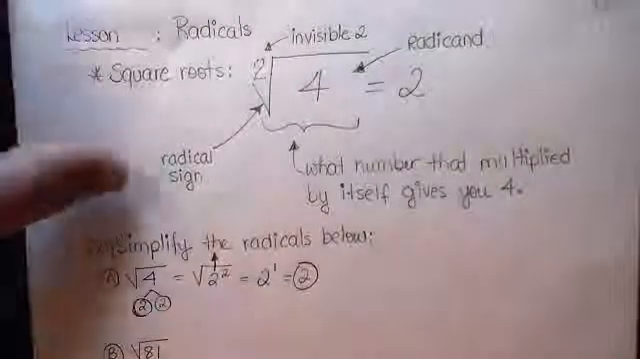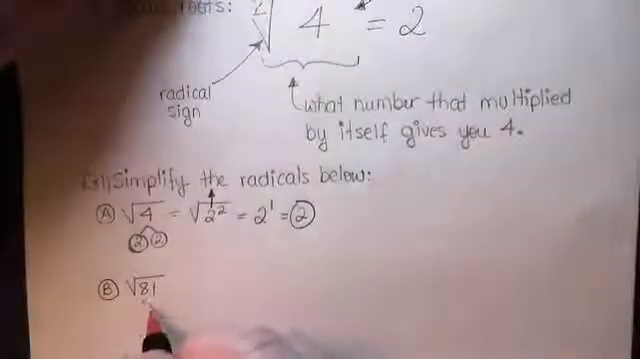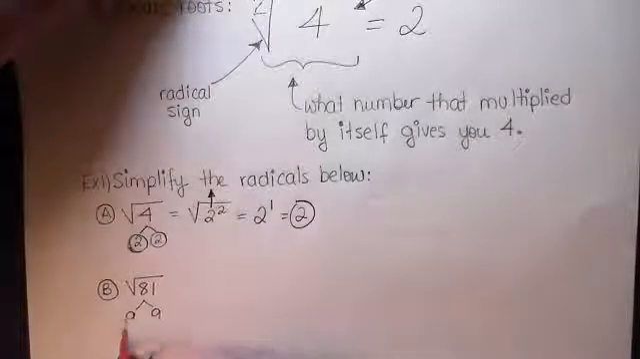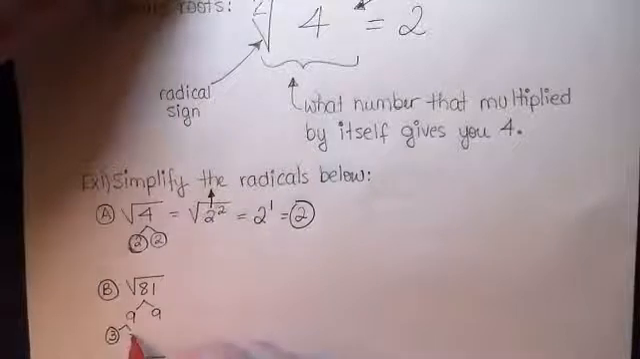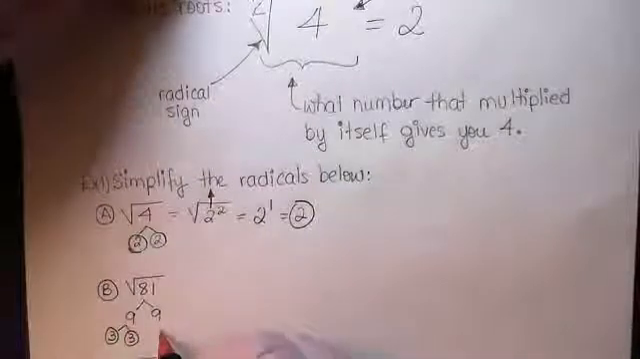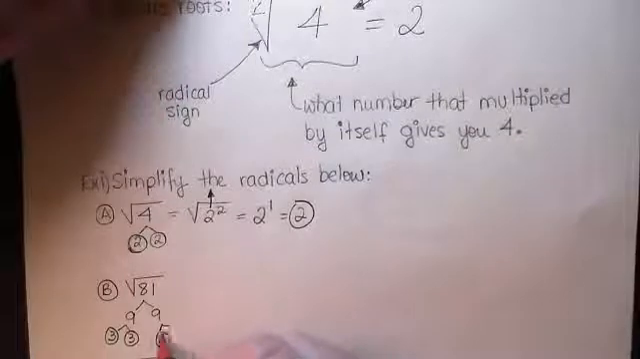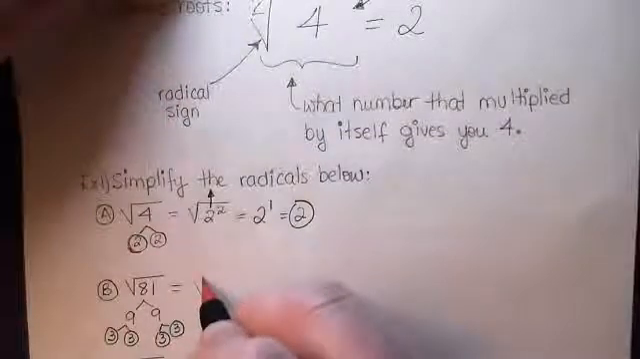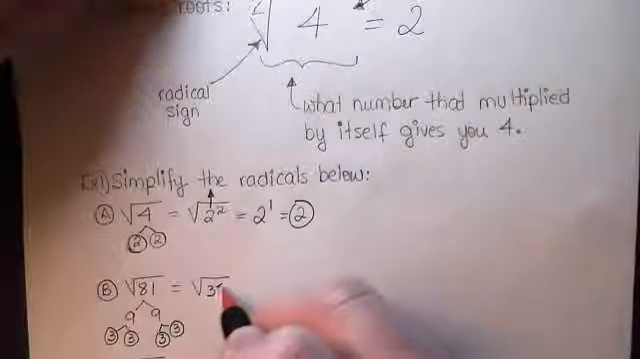So let's take a look at the square root of 81. Okay, what two numbers give me 81? Well, that would be 9 times 9. Is 9 prime? No, so let's break it down. This would be 3 times 3, and so is 3 times 3 here. So how many 3's do we have? We have 4 3's, so that means this would be 3 to the 4th.